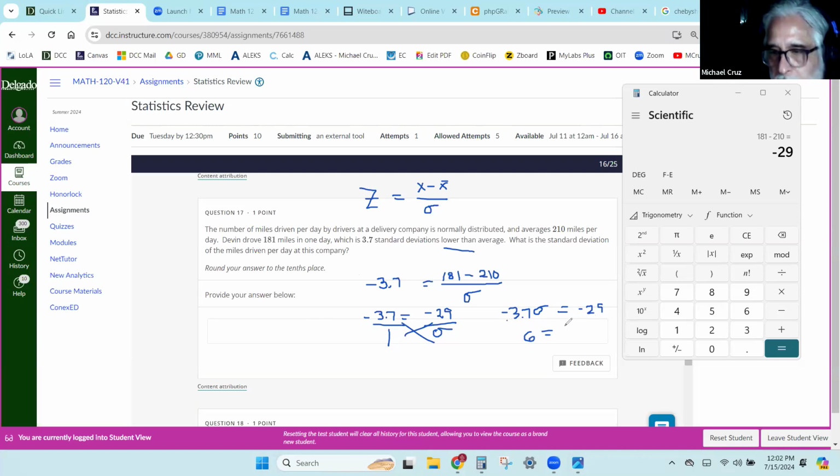So now I'm just going to divide by both. And then that tells us, because this is the difference between the two values. And then we're just going to divide that difference by the standard deviation, and that's going to give us the number of standard deviations. And then we went to the tenths, 7.8.